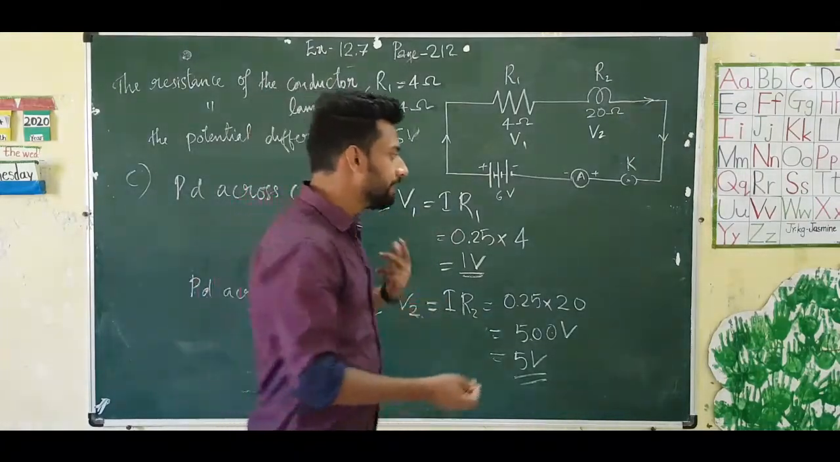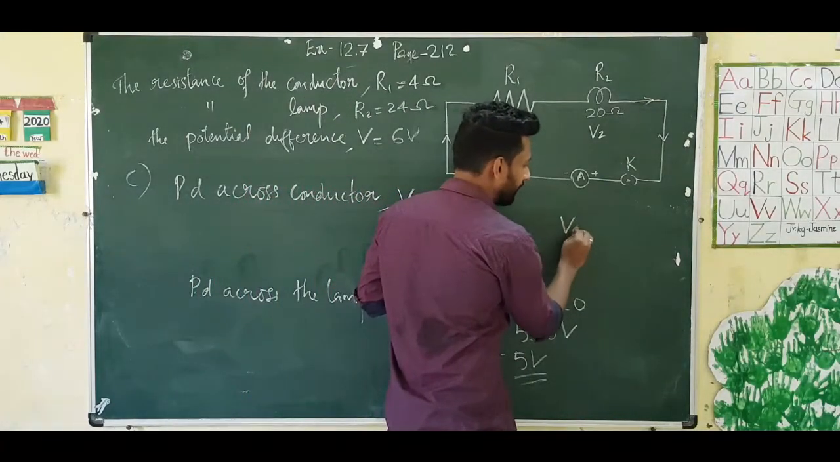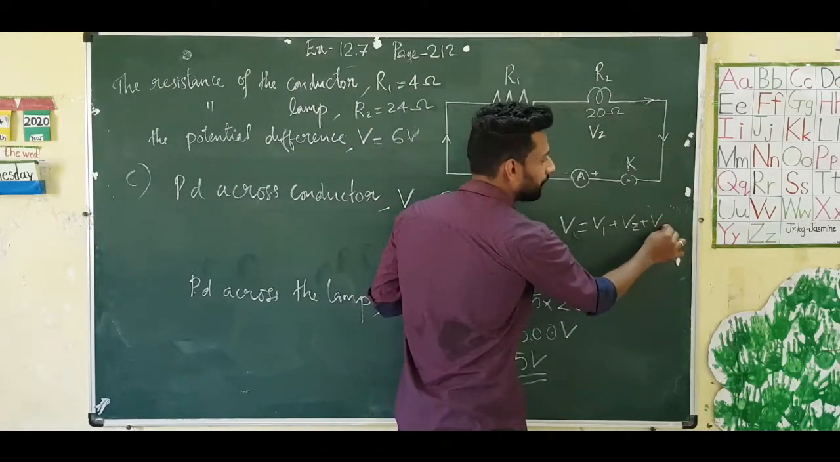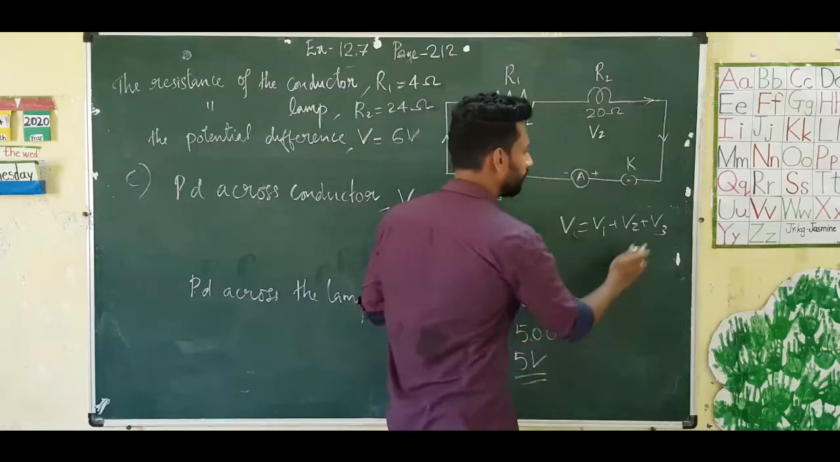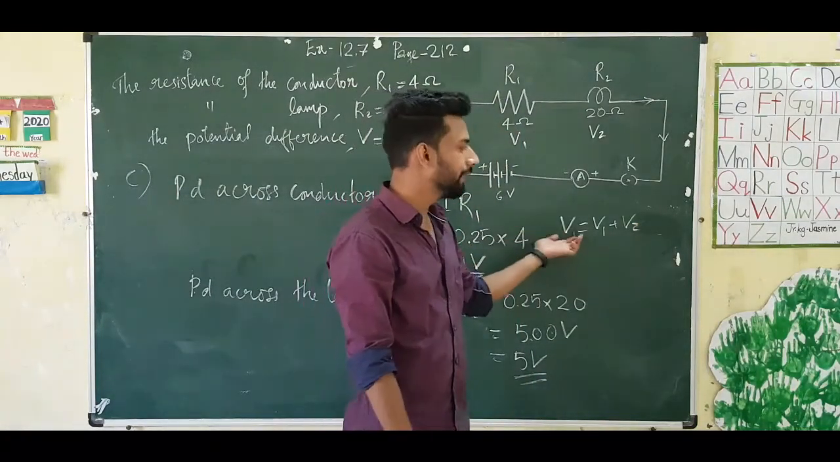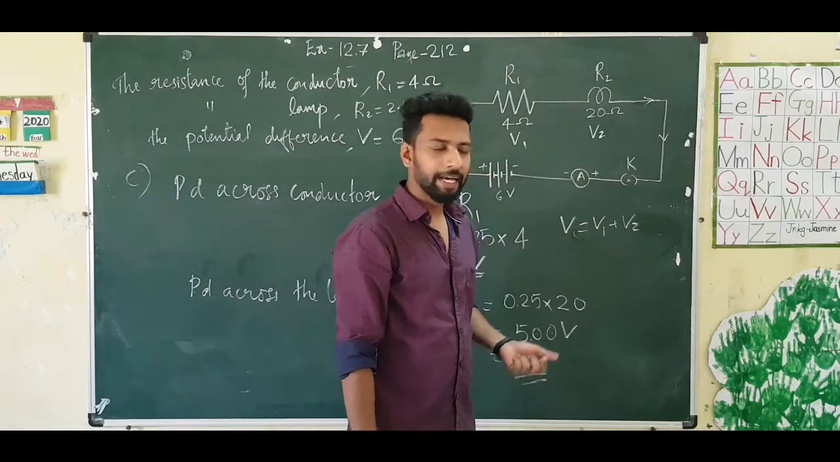Now I will give you a trick to check whether your answer is correct or not. In the previous derivation we had V equal to V1 plus V2 plus V3. There were 3 resistors there, here only 2 resistors. So we can write the total potential difference of the circuit, that is the voltage of the battery, equal to V1 plus V2. Isn't it?